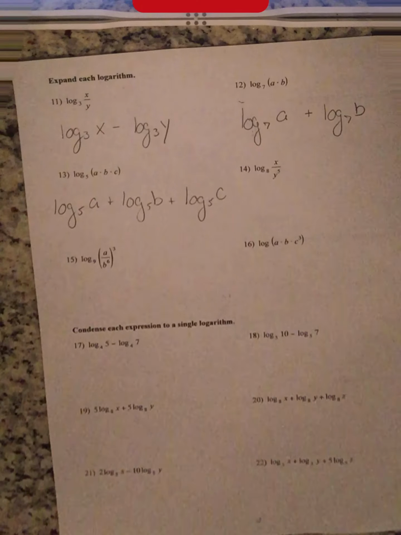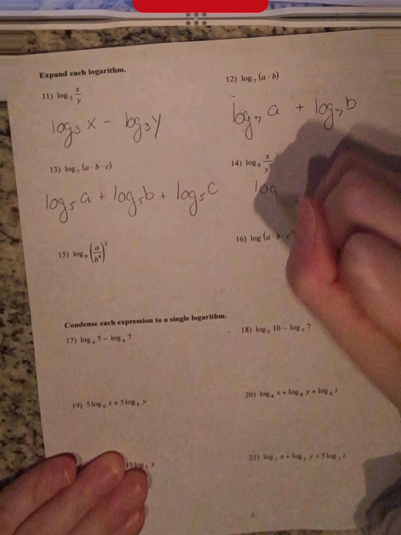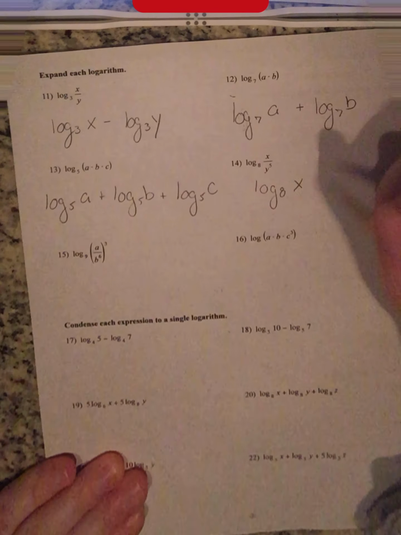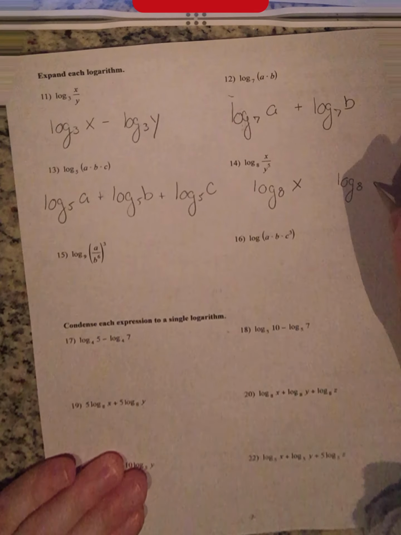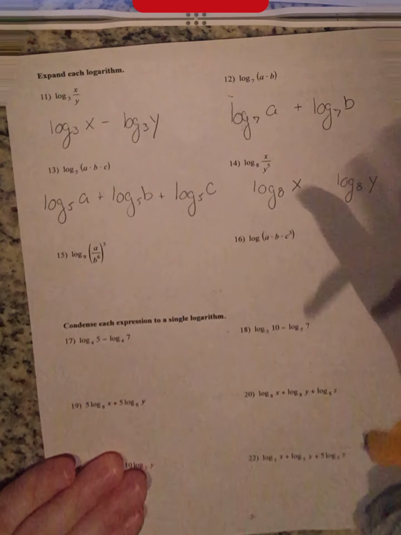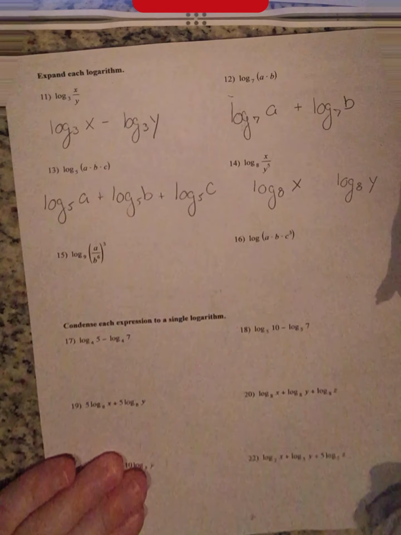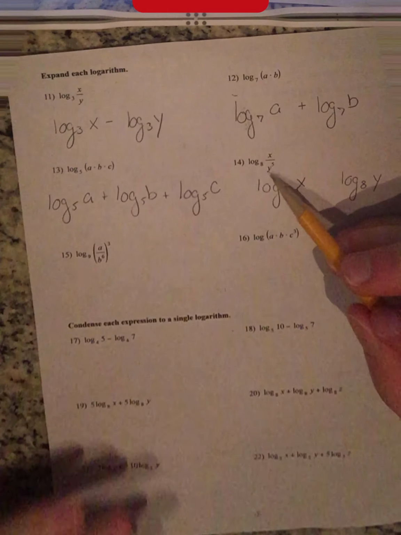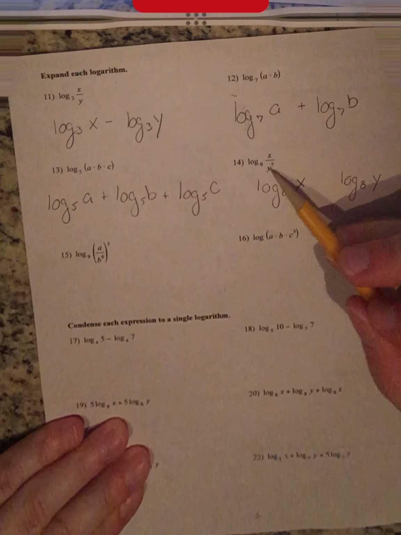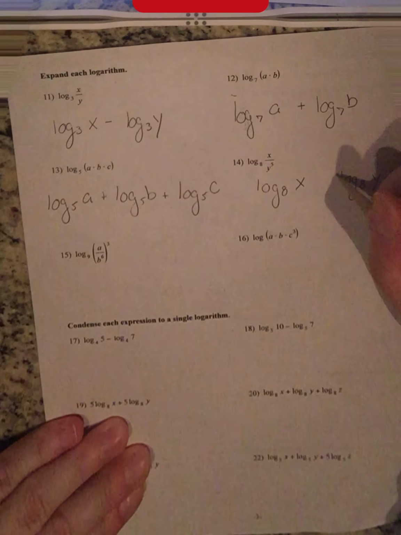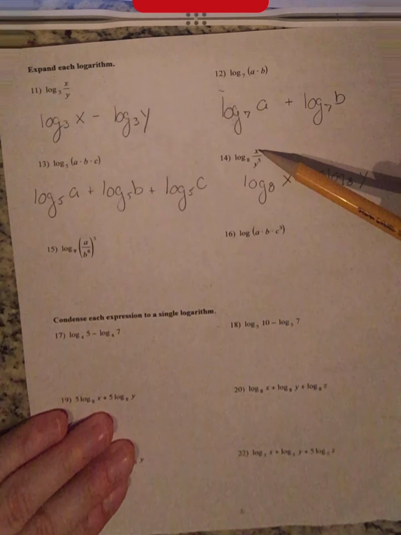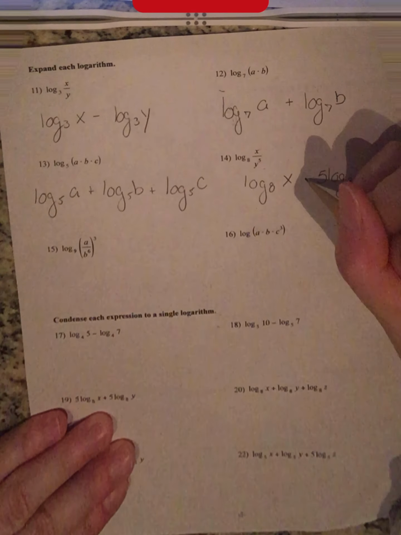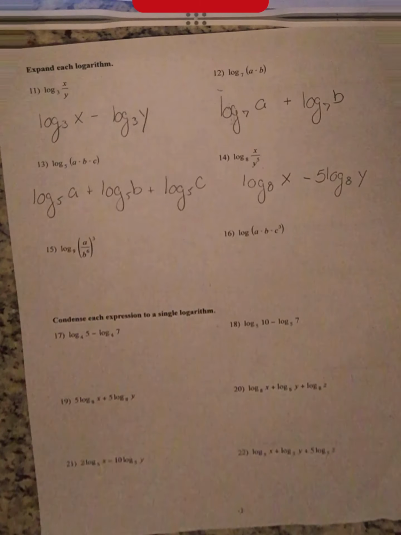All right, this one gets a little bit tricky. We have log base 8 of x, we have log base 8 of y. Hold on, we've got two things going on here. First off, this is y to the 5th. We know if it has a power, the power goes in front of the log. And let's talk about the relationship between the x and the y. It was division, so it's going to be minus this stuff.